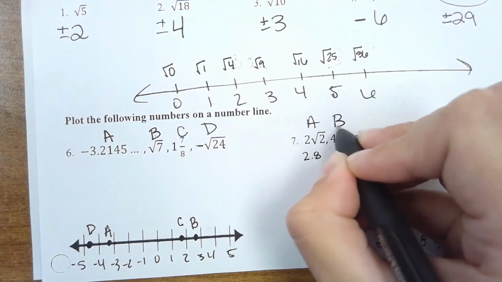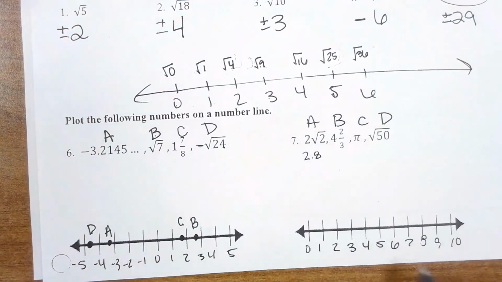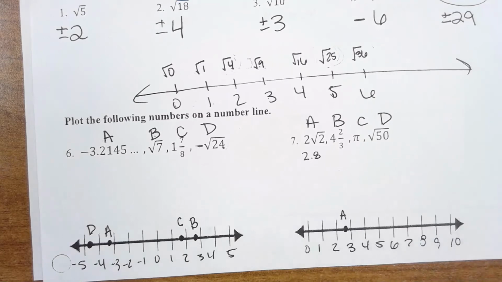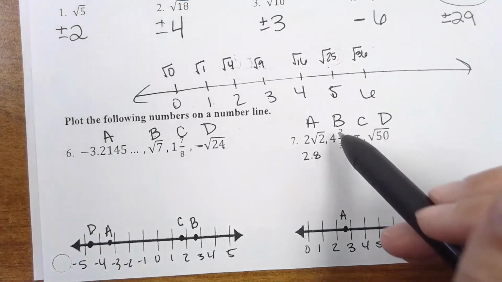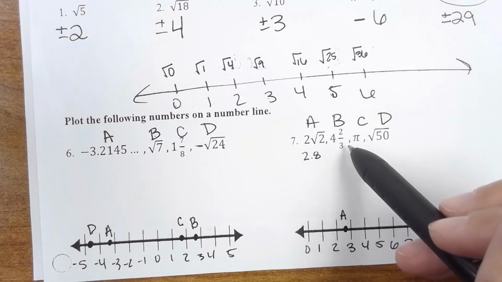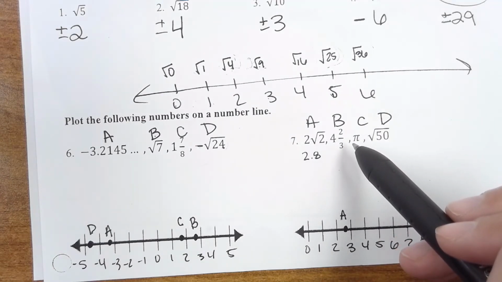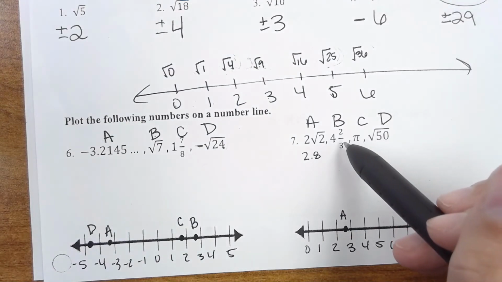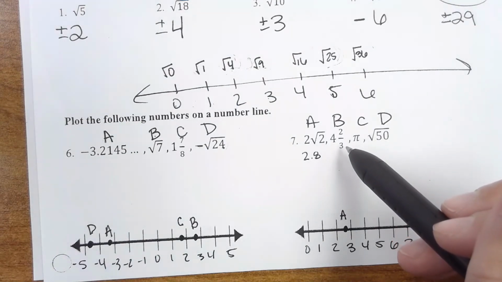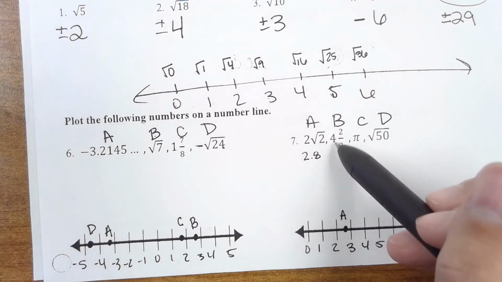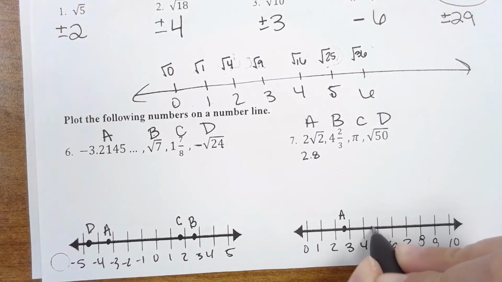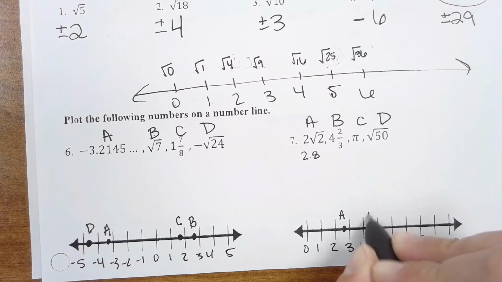So again, I'm going to label my A, B, C, D. So I'm going to go over 2 and almost to 3, but not all the way. So there's my A. B is 4 and 2/3. So if you were to figure out what 2/3 equals, 2 divided by 3 is 0.6 repeating. So I'm just a little bit over halfway. So this would be about 4.6. So I'm going to go over 4, and then 0.6 would be about halfway here. So that's B.